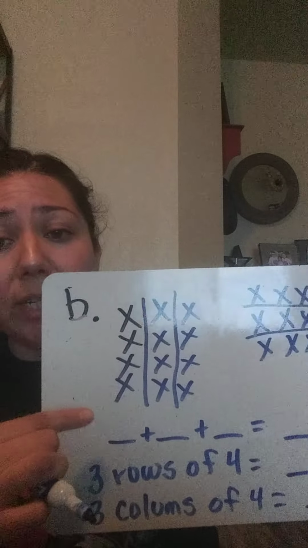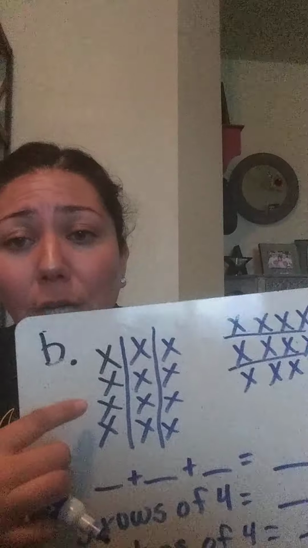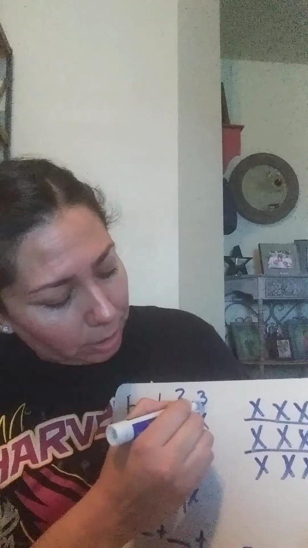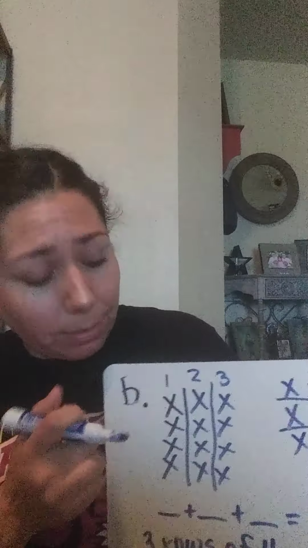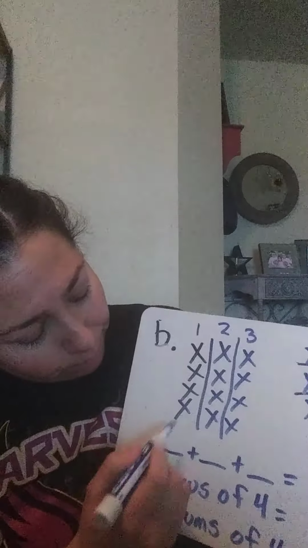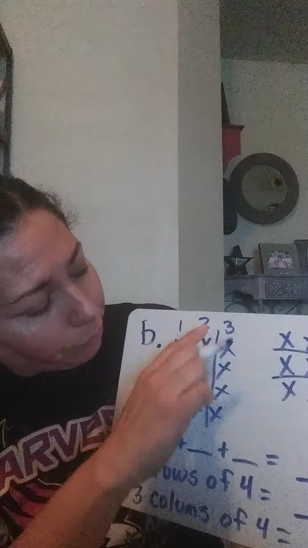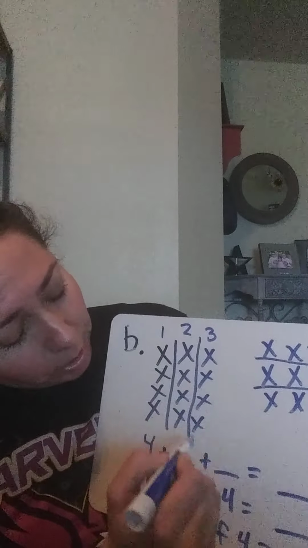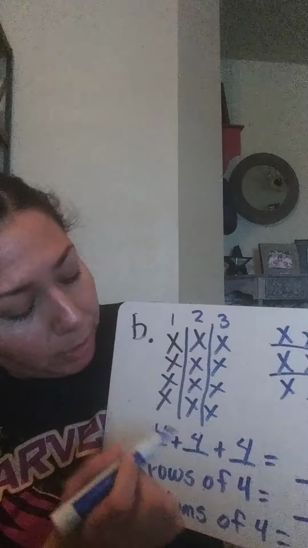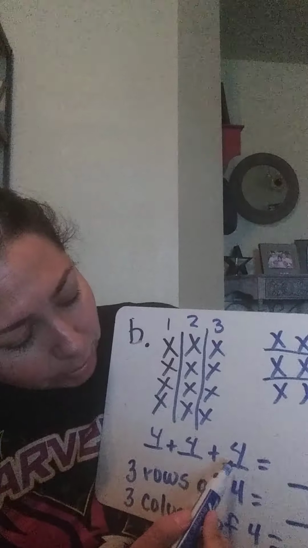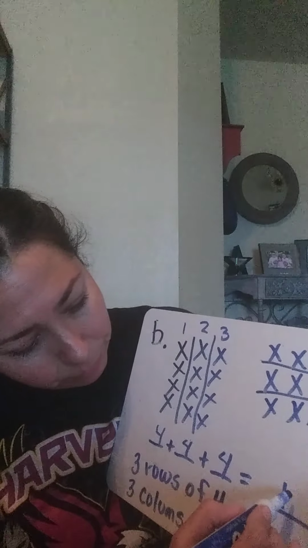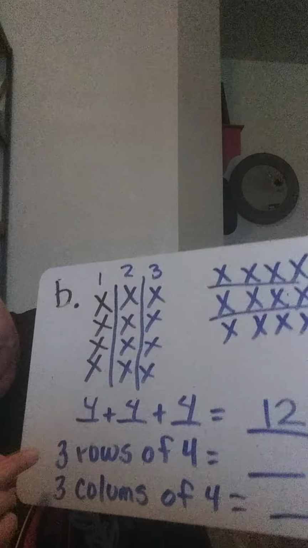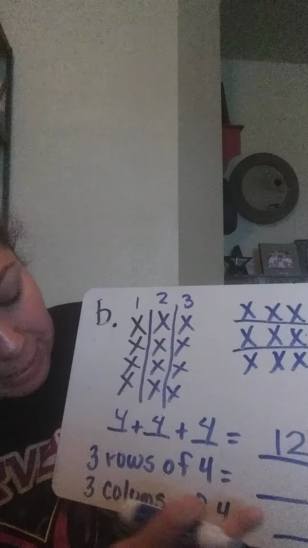Now we need to count how many X's are in each column. So this is going to be column number 1, 2, and 3. How many X's are in column number 1? Let's count. 1, 2, 3, 4. What about column number 2? 1, 2, 3, 4. And let's do number 3. 1, 2, 3, 4. So now we have 4 plus 4 plus 4 equals 12.